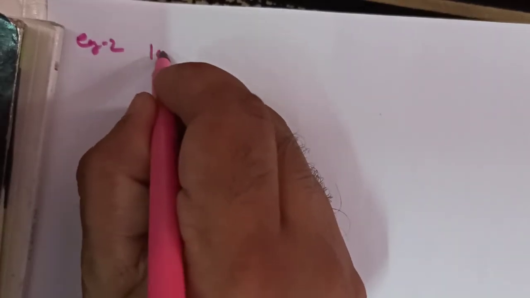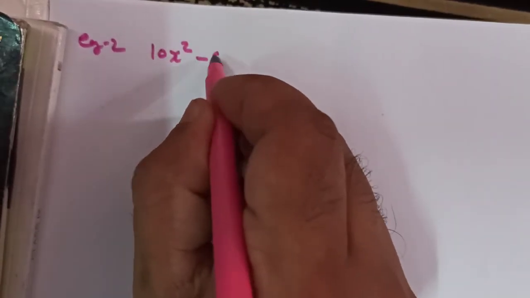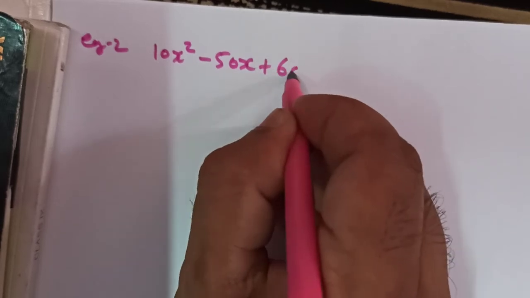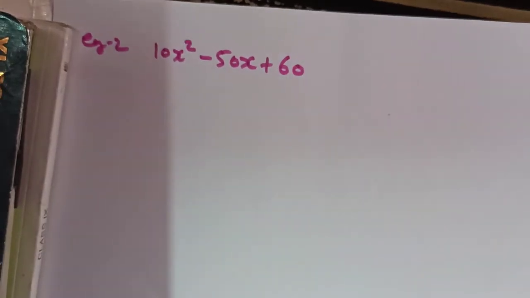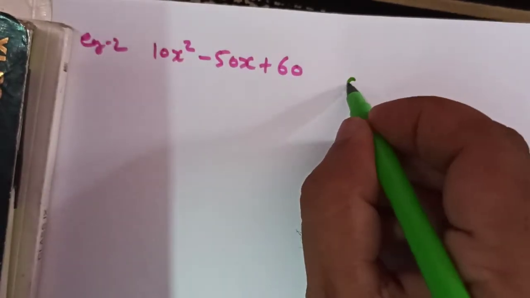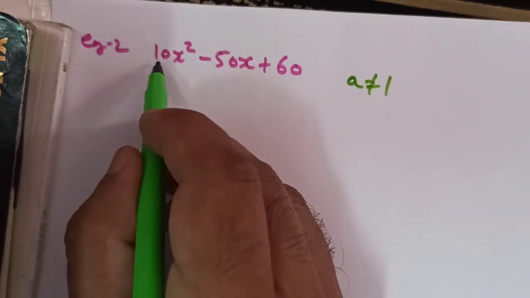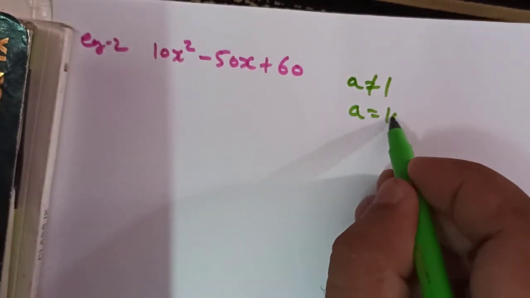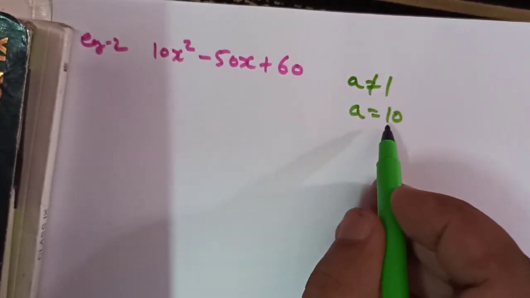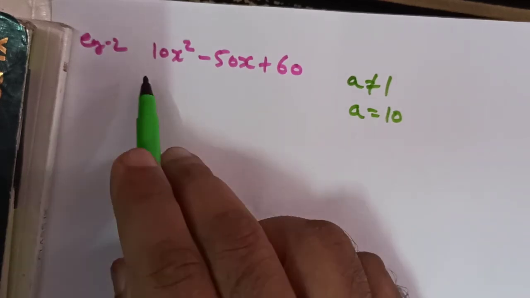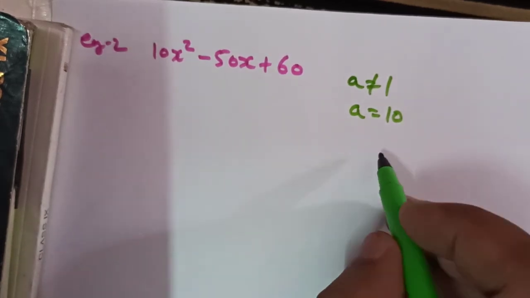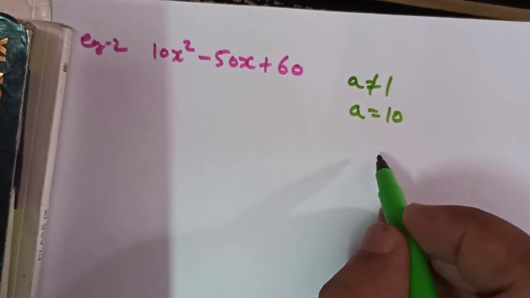Suppose the question is given as 10x square minus 50x plus 60. Here the value of a is not equal to 1. So what will we be doing? We will first take the value of a, which is 10 here, as common from the entire equation. So 10x square can be written as 10 into x square.